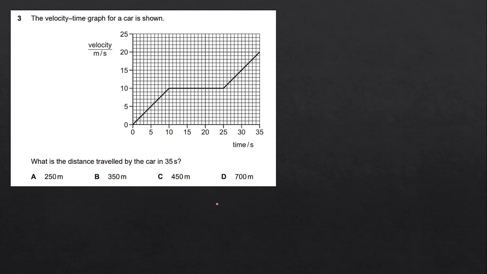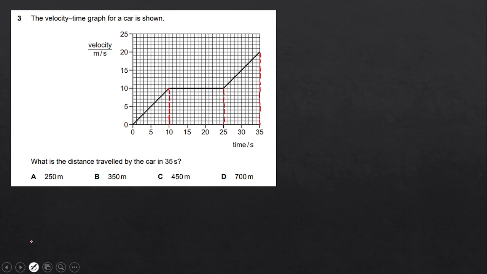Question 3. The velocity time graph for a car is shown. What is the distance traveled by the car in 35 seconds? If we have a velocity time graph and we have to find the distance traveled by the car, we have to find the area under the graph. To find the area under the graph, we can split this graph into three parts. One can be this triangle, then a rectangle, then a trapezium. Now we are actually covering the time from 0 to 35 seconds.